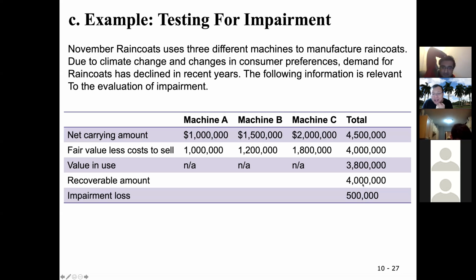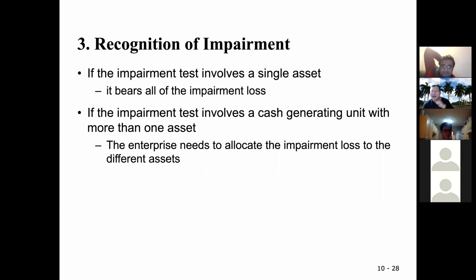And now you compare the recoverable amount with the net carrying amount, 4.5 million, right? Is there a loss? Yes, 500,000, because the recoverable amount is 4 million and you report it as 4.5. So you are over reporting. You have to write it down as an impairment loss of 500,000, right? Are we good? Okay, good.